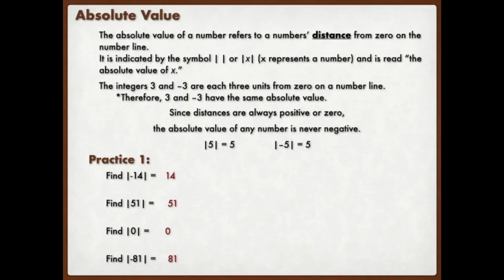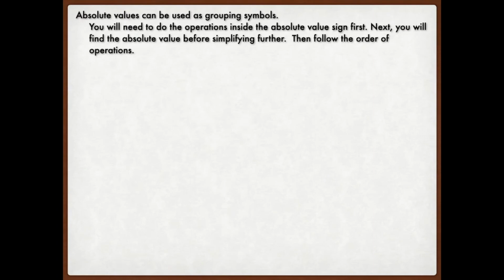Now on your Fitbin, those are going to be different numbers than what you're doing here, but it's the same concept. Now, absolute values can be used in groups, or as grouping symbols. You do have to do the absolute value first, so whatever is inside the absolute value symbols, the lines, you have to do that first. Then you need to follow the order of operations. You will need to do the operations inside the absolute value sign first.